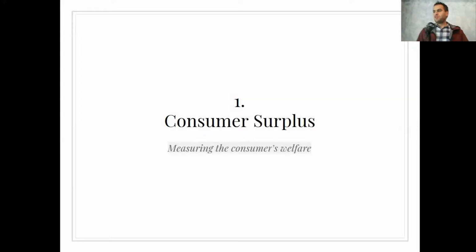So let's start first in this class with the consumer surplus, and we will continue next class with the producer surplus. What we do here with the consumer surplus is try to measure the consumer's welfare. Consumer surplus and producer surplus are concepts used to measure the welfare of certain groups in society.